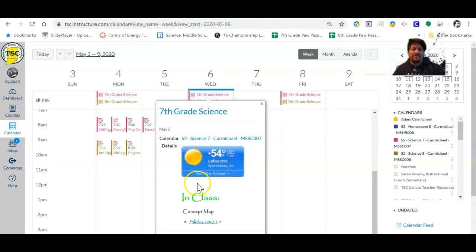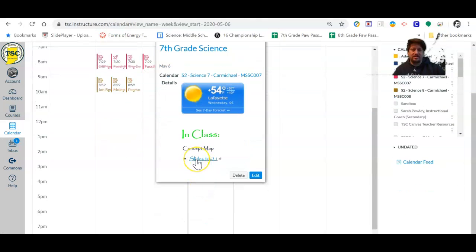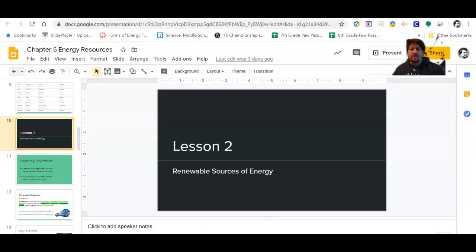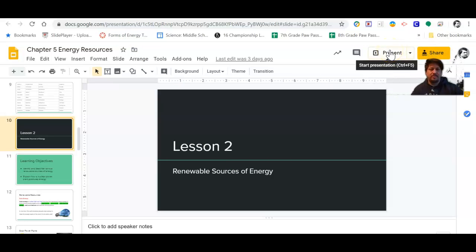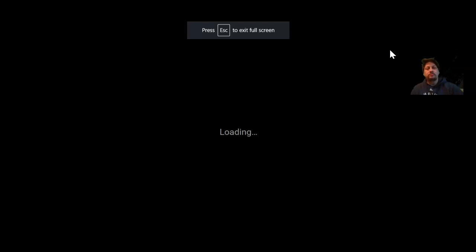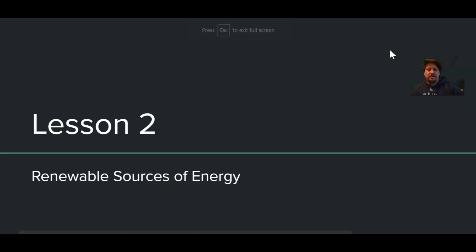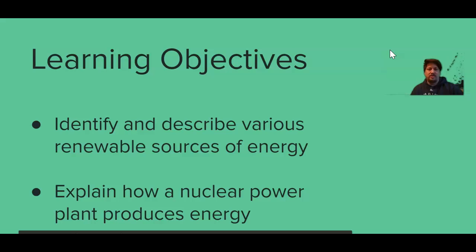For today, all I'm asking you to do is review some slides, 10 to 21. We're going to talk about alternative sources of energy, renewable energy resources. So let's get that. I'll go over it with you, a little concept map type thing. We have 2 basic learning objectives here. One is to identify and describe various renewable sources of energy. And then 2, which we'll talk more about Friday, explain how a nuclear power plant produces energy.